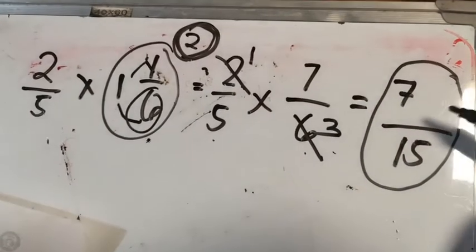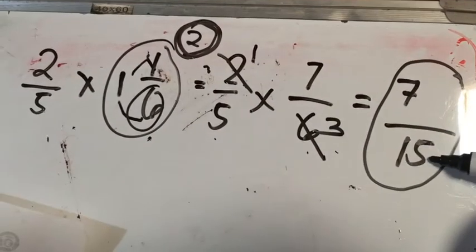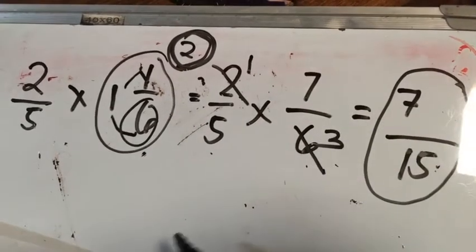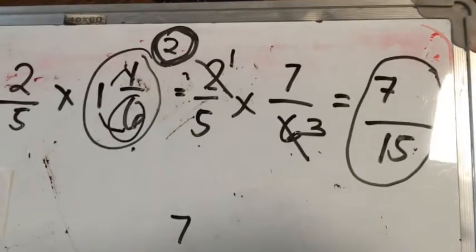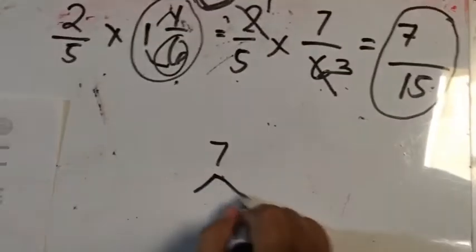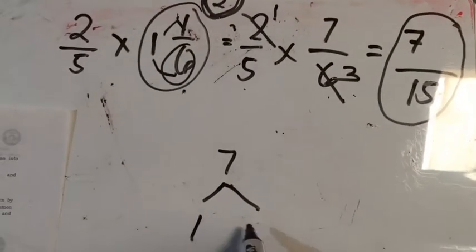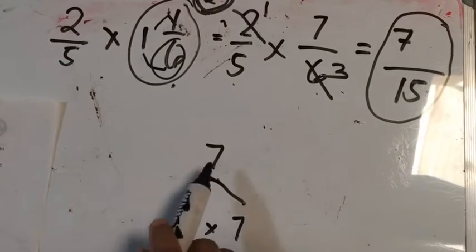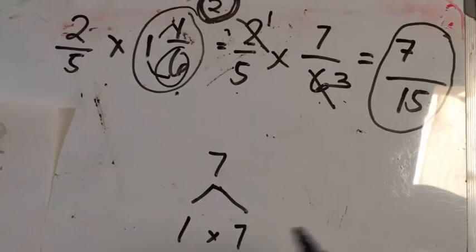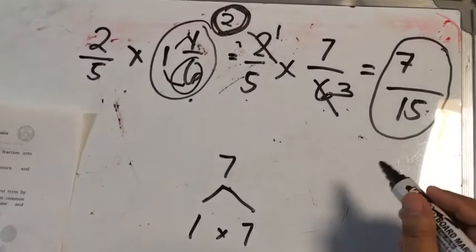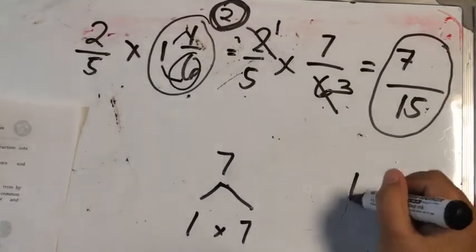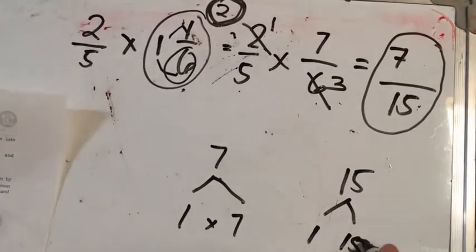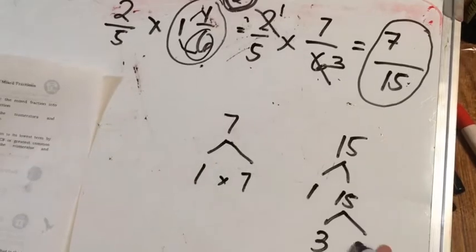Now, can we reduce 7 and 15? Can we find a GCF? Let's try. For 7, what are the possible factors of 7? 1 times 7 only and nothing else, because 7 is a prime number. Remember that. Okay? That's a Grade 3 lesson, 7 is a prime number. How about 15? We have only 1 times 15 and 3 times 5.